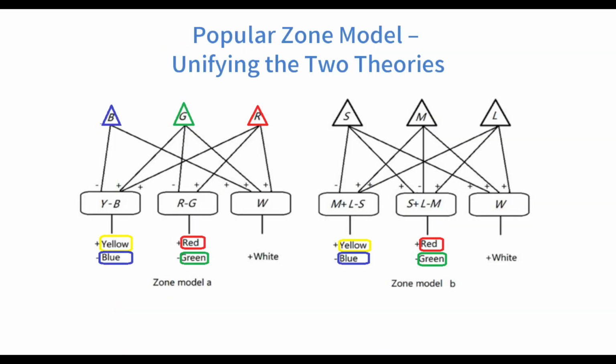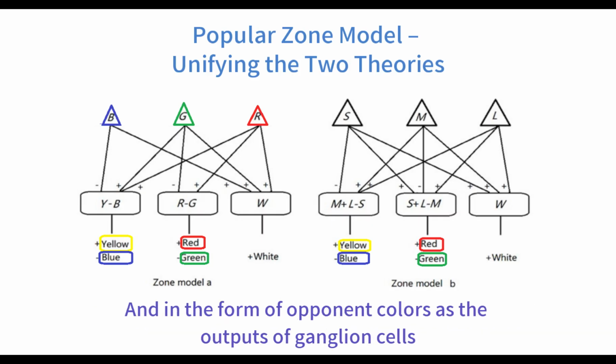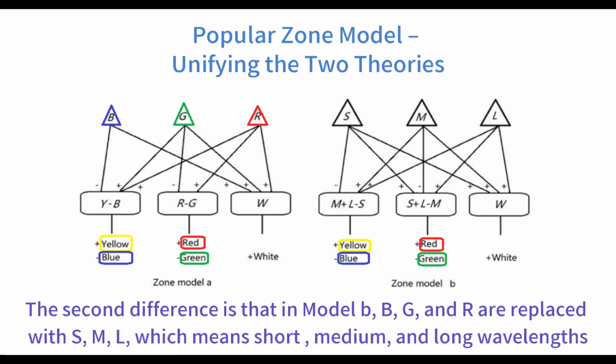Popular zone model unifying the two theories. The zone model explains that color information exists in the form of three pigments in the visual cone zone, and in the form of opponent colors as the outputs of ganglion cells. There are two forms of the zone model. The main difference lies in how the yellow signal Y is generated. The second difference is that in model B, G and R are replaced with S, M, L, which means short, medium, and long wavelengths.